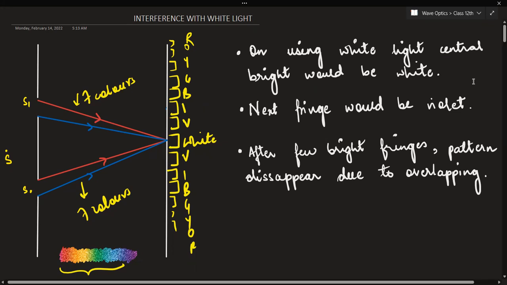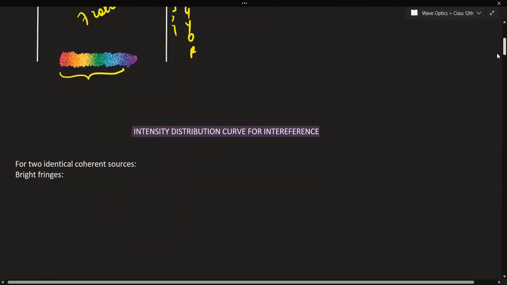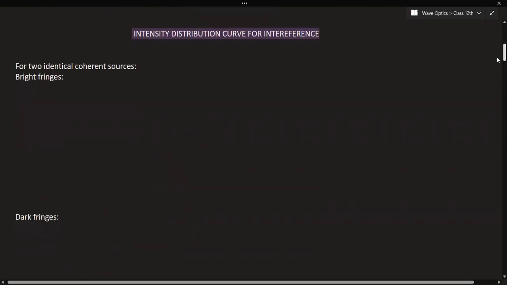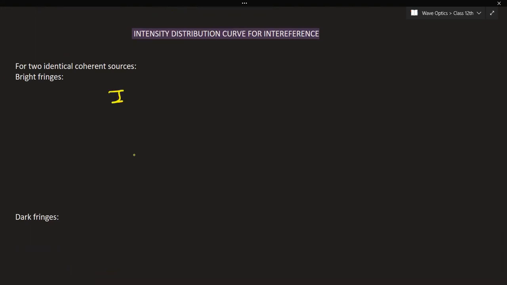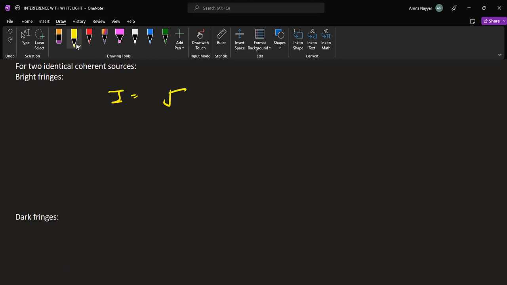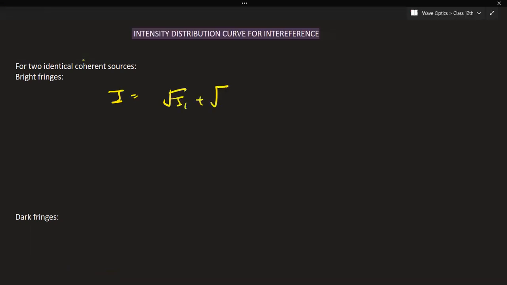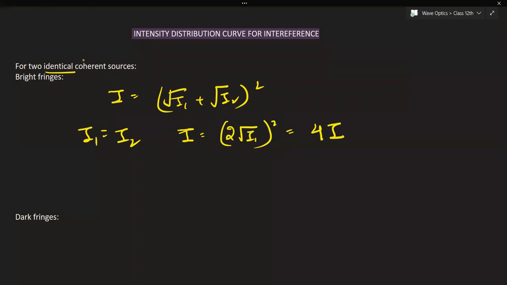Now, the intensity distribution curve shows you the variation of intensity with the phase difference. We'll see first for two identical coherent sources. If these are identical coherent sources, then intensity is written as (under root I1 plus under root I2) whole square. Since we are taking identical sources, this can be written as (2 times root I1) whole square, which is 4I. So this becomes 4 times the intensity.